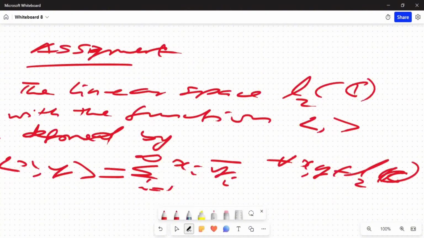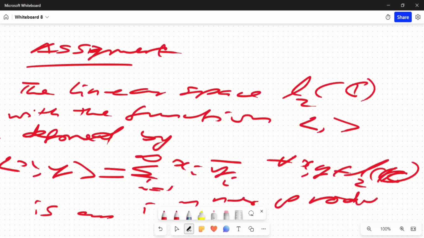L2 built on C. I'm sure you remember what that L2 is, the sequence space. So this space is an inner product space. You can verify that at home. It's not far away from what you have been doing. The only thing is that this one runs to infinity, the other one runs to n, but the argument is basically the same.